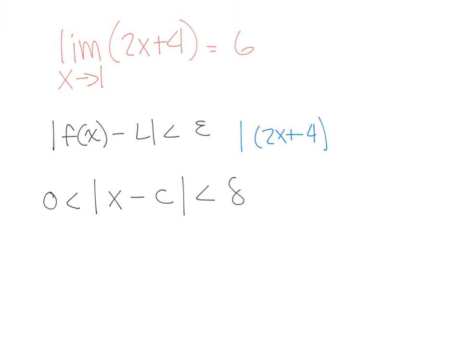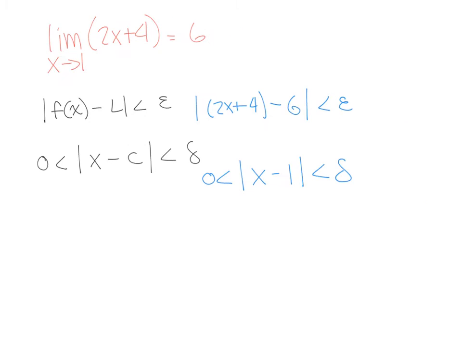And right now, we start off our proof by just doing the scrap work. So that's what we're doing first. Minus our limit, which is 6, is less than epsilon. And here we have the absolute value of x minus 1 is less than delta. And the next thing I'm going to do is simplify this statement. So I know that that simplifies to the absolute value of 2x minus 2 is less than epsilon.